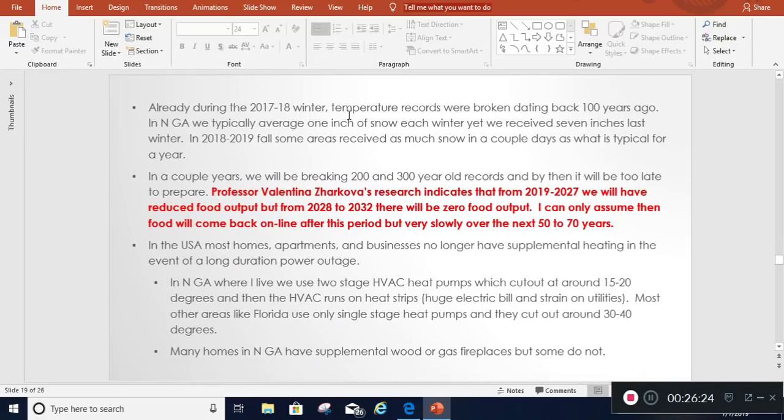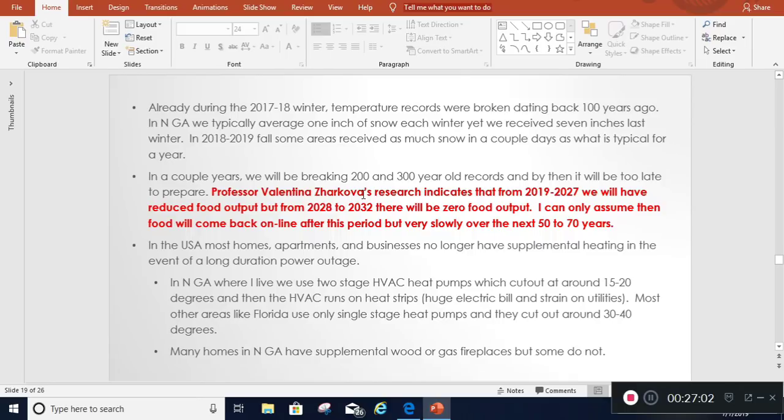Already during the 2017-2018 winter, temperature records were broken dating back 100 years. In North Georgia, we typically average 1 inch of snow each winter, yet we received 7 inches last winter. In 2018 fall, some areas received as much snow in a couple days as what was typical for a year. Now, it turns out this past year, 2018-2019 in North Georgia, we didn't get any snow at all, which was unexpected. So we'll have to see what happens in 2019-2020 winter. In a couple years, we'll be breaking 200 and 300-year-old records, and by then it'll be too late to prepare.